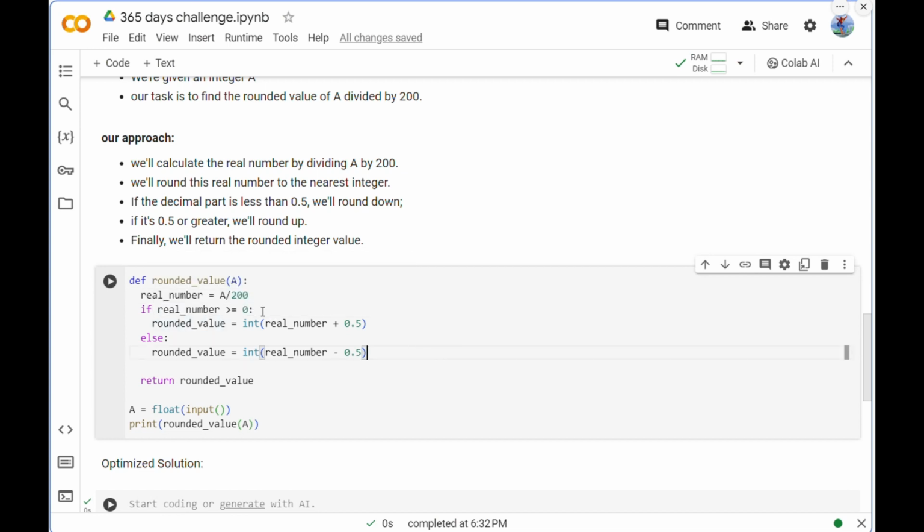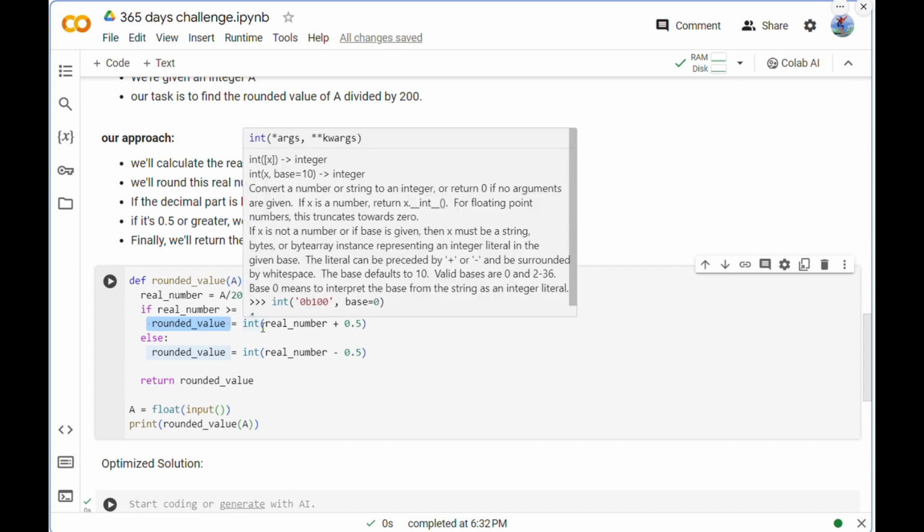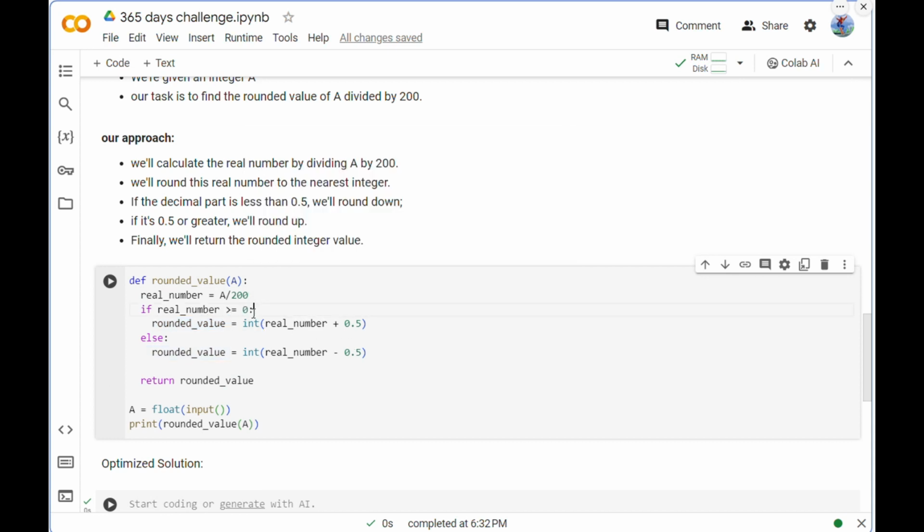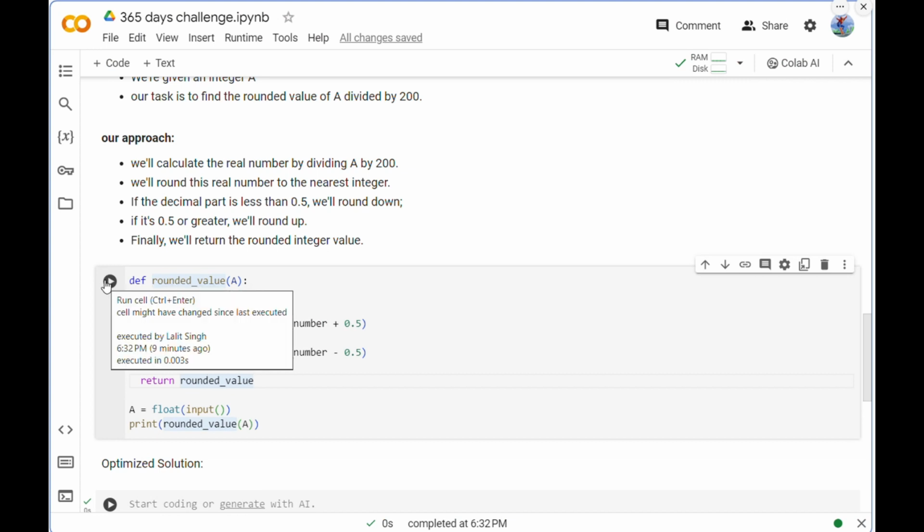Now we are checking if our real number is greater than or equal to 0. If it is, then we add 0.5 to the real number, and whatever value we get, we convert it into an integer and store it inside rounded value. And if the value is less than 0, meaning that particular number is negative, we do the same thing, but the only twist is we subtract 0.5 from the real number. Finally we return this rounded value. So let's run this and see whether this approach is working or not.